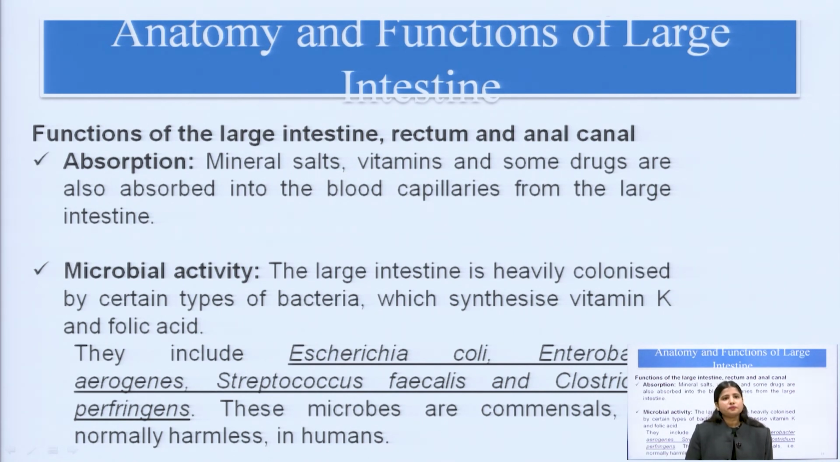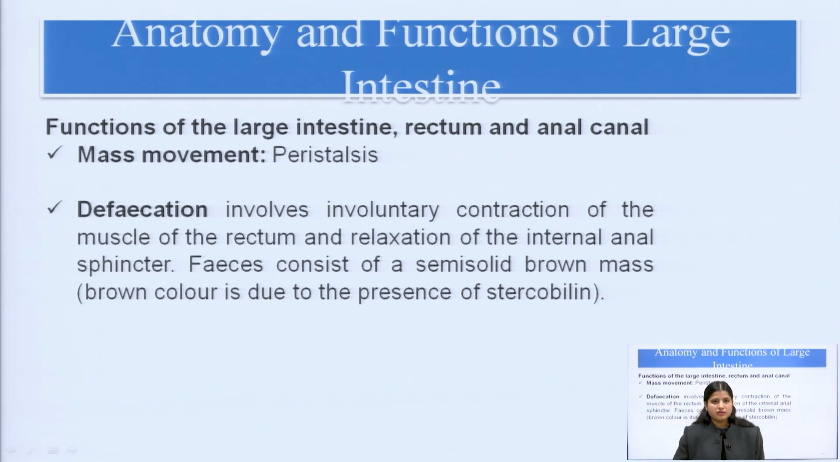The large intestine is heavily colonized by these types of bacteria, and these bacteria are helpful for synthesizing vitamin K. They are helpful for the formation of folic acid, which is required for our body. So one of the functions of the large intestine is the synthesis of vitamin K and folic acid by these bacteria.